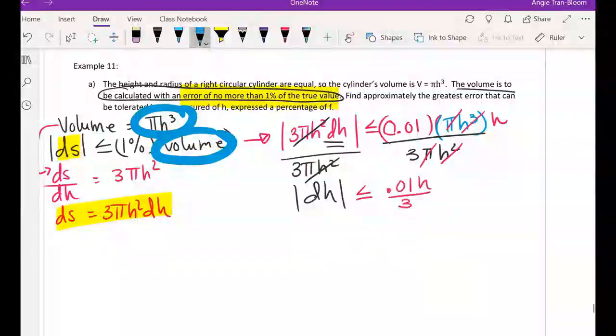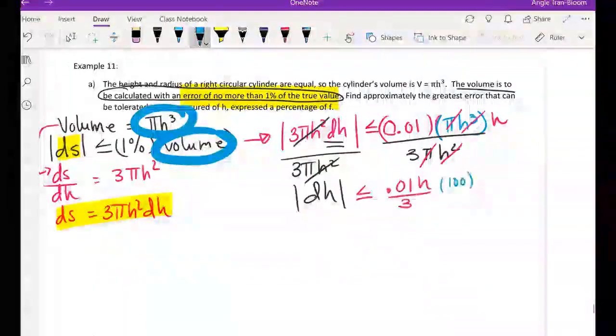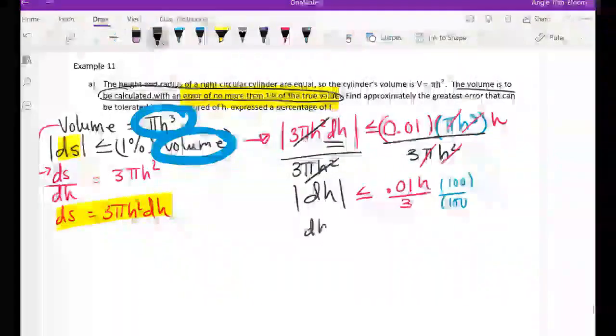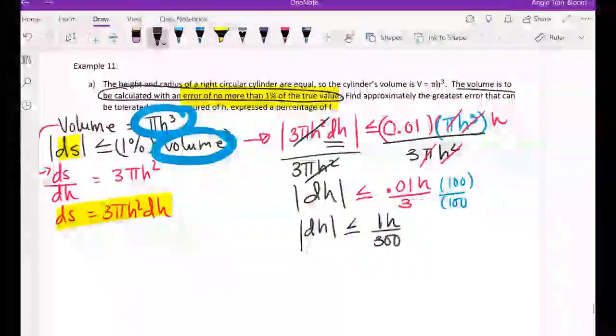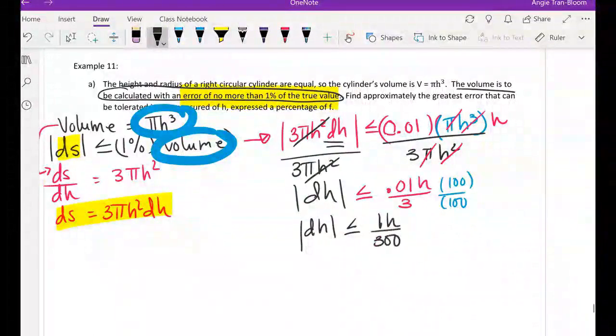Let's multiply it by 100 to get rid of decimals, okay? So we have the absolute value of dh is less than or equal to 1h over 300. I can work with that. So, as you can see, I just now need to find the percentage. To find the percentage, I just have to multiply by 100.